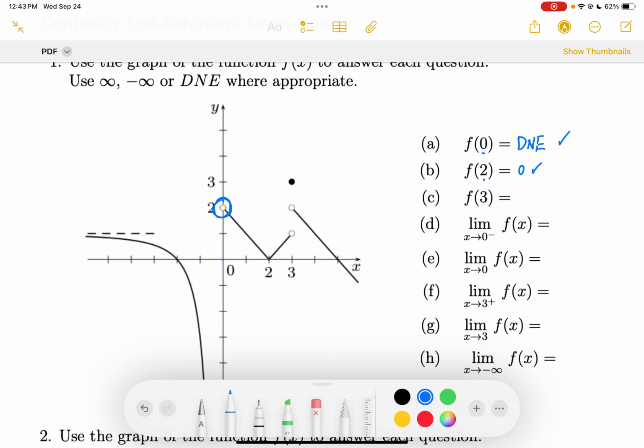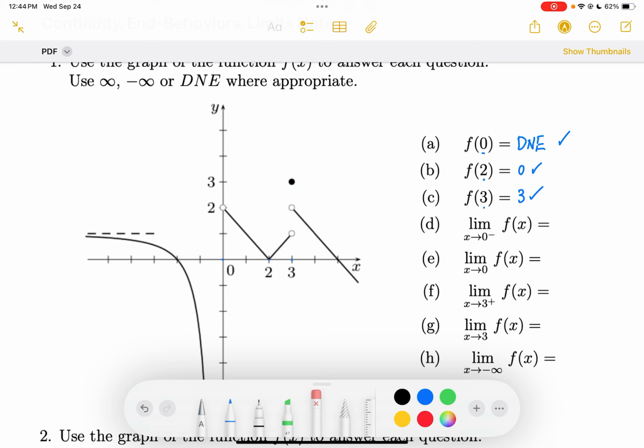Moving on. For the function f of 3, that means I need to put in 3 for my x, and what you see is what you got. When x equals 3, do I have an answer? Yes, the answer is right here. It indicates my y is 3. So what you see is what you got when we talk about the function, x in, y out. Therefore, we move on to the limit. What you see is what you got.